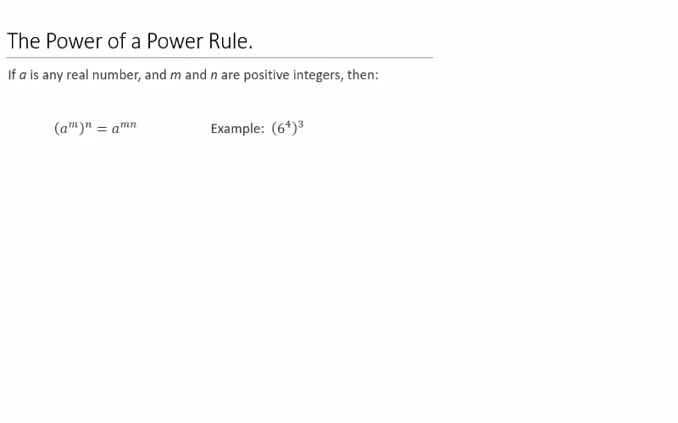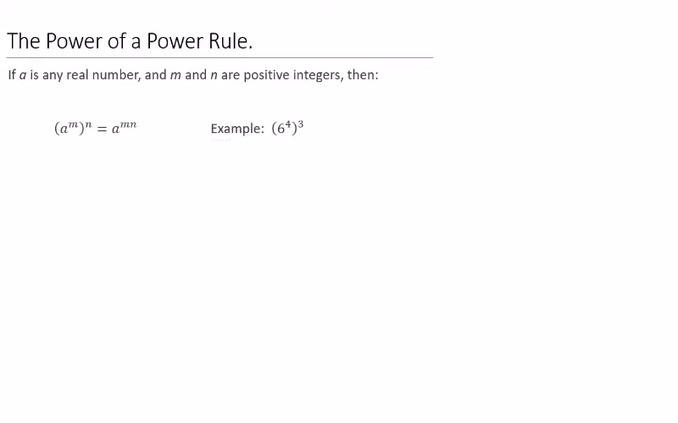You know, the product rule and the quotient rule, we both start out with two bases and we combine them to make one. Here we only have one base to start out with, but we have two exponents. So we're going from two exponents down to one single exponent. That's the idea of this one. So let's see the example.